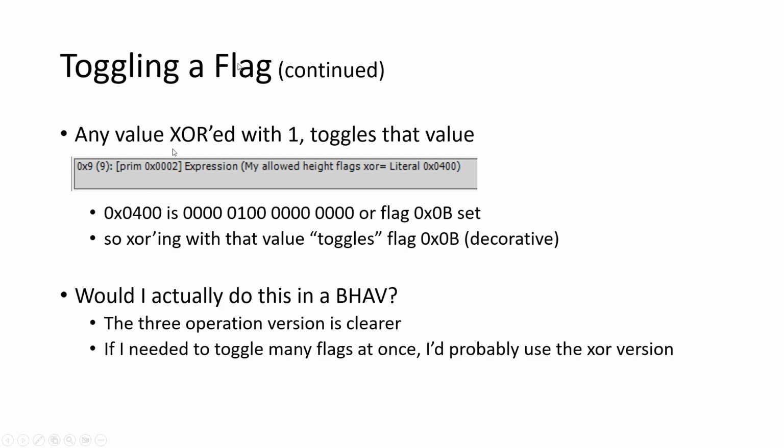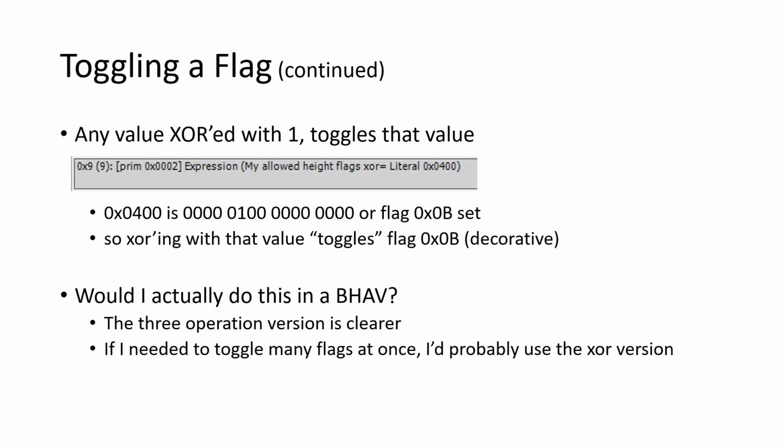So if we wanted to toggle flag B, which is value 0x80 in hex, XORing in that will toggle it. So if the flag was on, it would go off. If it was off, it would go on. And that's what you can use bitwise operators for.